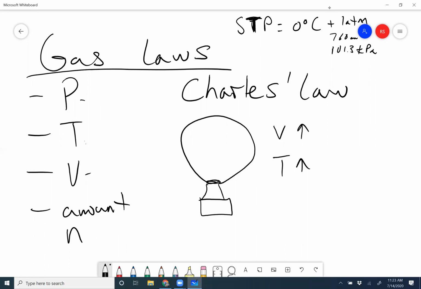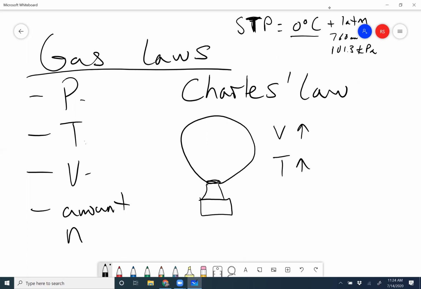And the reason why they did this was because a lot of the times when you were doing an experiment on gases, like say for instance Charles here, he was going to go outside. And if he's going outside, regulating the pressure is going to be difficult because the pressure is going to change. And so we had to have a baseline, like what is going to be our starting point? And so that's what STP was established for.